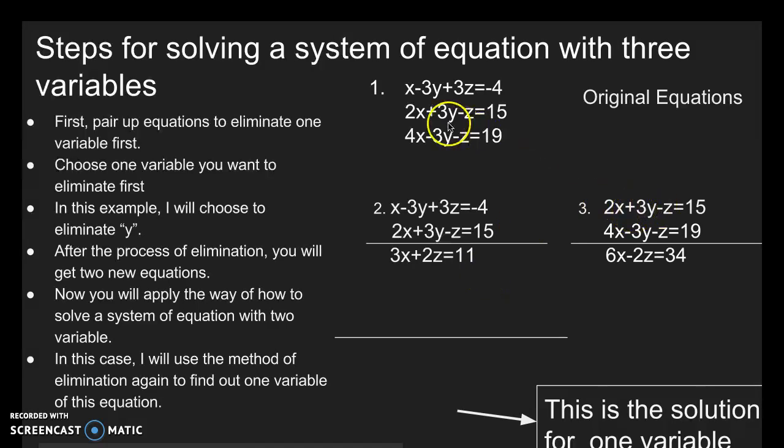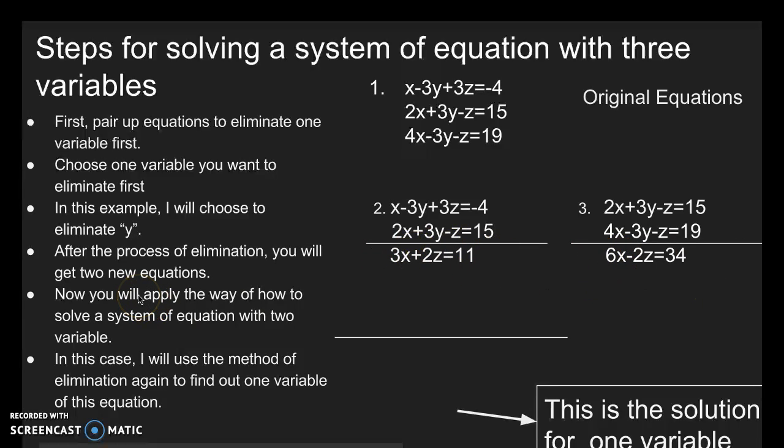Now I set up another one. 2x plus 3y minus z equals 15, then 4x minus 3y minus z equals 19. So 2x plus 4x equals 6x. 3y plus negative 3y equals nothing. Negative z minus z equals negative 2z. And the equal sign right here. 15 plus 19 equals 34. After the elimination process, you'll get two new equations, which are right here.